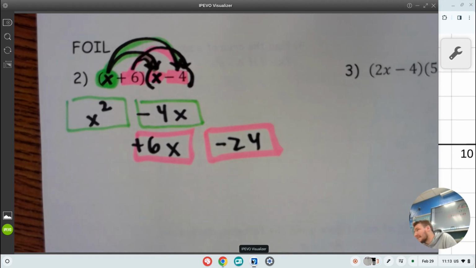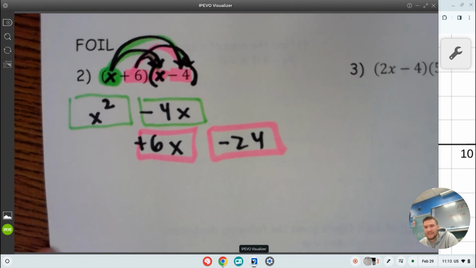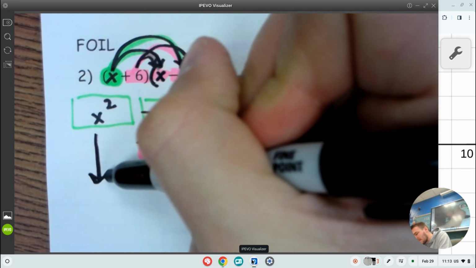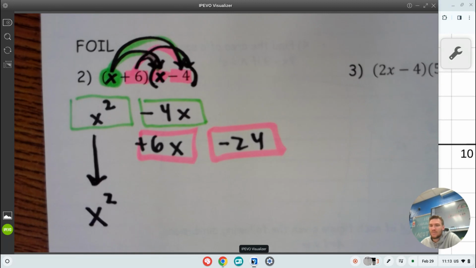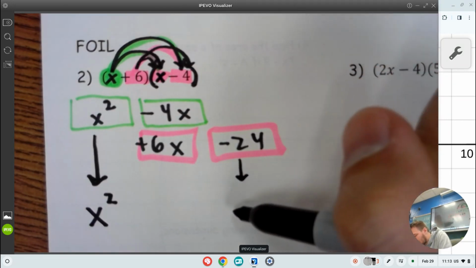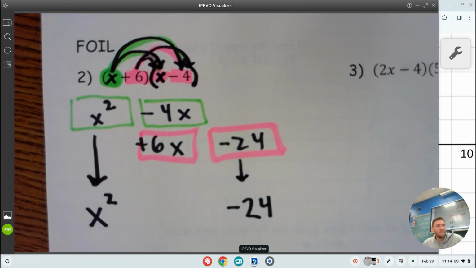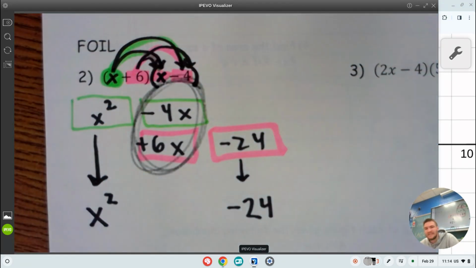Now, once we get this far, again, we talked about this yesterday. I don't know how our focus was yesterday, but we did questions like this yesterday. The x squared is just the x squared. There's no other x squareds. We don't need to combine any like terms. And same with the minus 24. There's no other x terms. But in the middle, we have this negative 4x plus 6x. Those are like terms. That's why we stacked them up.